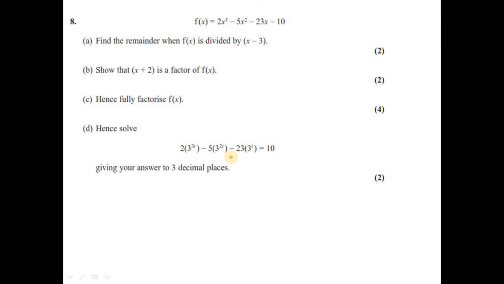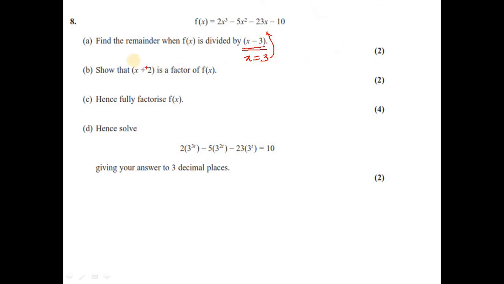Question number 8. F of x is equal to 2x cubed minus 5x squared minus 23x minus 10. Find the remainder when f of x is divided by x minus 3. Okay, so find the remainder when f of x is divided by x minus 3. Whenever you are given some polynomial and you need to find the remainder, if some divisor is given, that means you put x equal 3 in the polynomial.